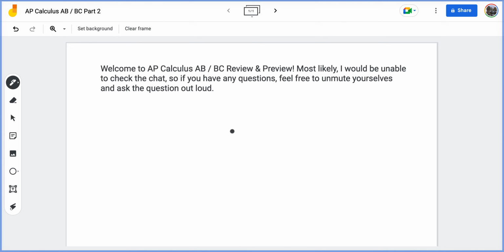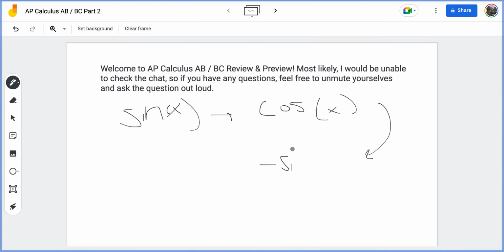Okay, just a few more rules now. For trigonometric functions, how do you find the derivative of trigonometric functions? So sine x, the derivative of sine x is cosine x. The derivative of cosine x is negative sine x. The derivative of negative sine x is negative cosine x. And the derivative of negative cosine x is sine x.